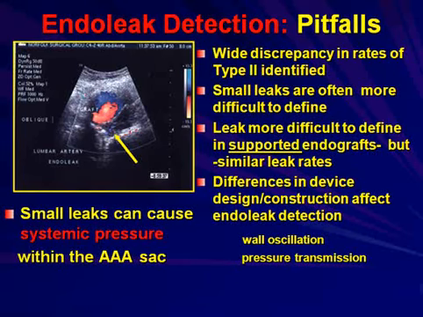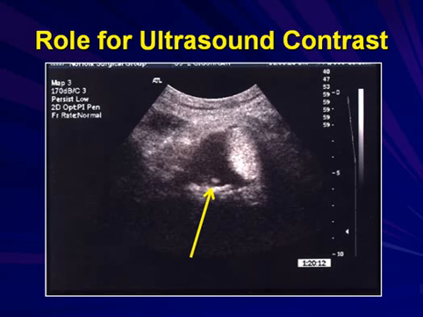The pitfalls in endoleak detection is that there's a wide discrepancy in the rates of the endoleak that is detected. Small leaks are often more difficult to define, and we know that leaks are more difficult to define in the supported endografts, and all of the available endografts in the United States today that are on the market are supported. So that makes our job a little bit harder. There are differences in device design and construction that affect our ability to detect endoleak, and that's due to wall oscillation and pressure transmission. But we do know that small leaks can cause systemic pressure within the aneurysm sac, so all of them are important until proven otherwise.